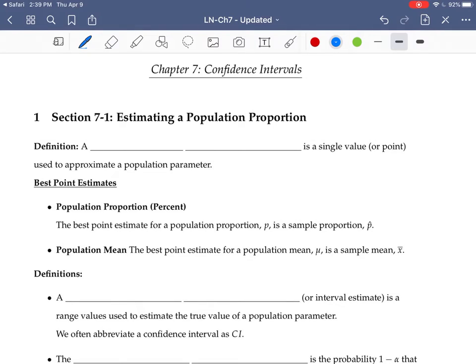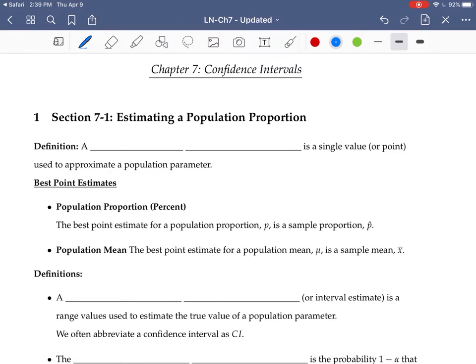In this chapter, we are going to take a look at confidence intervals. What confidence intervals are going to do is give us a way to take sample data, information that we obtain through a sample, and use that to make informed inferences about the population. Before we get into that too much, or as we're developing that, we need to establish some terminology.